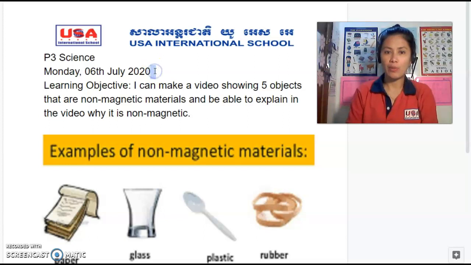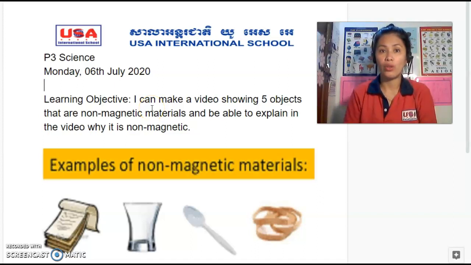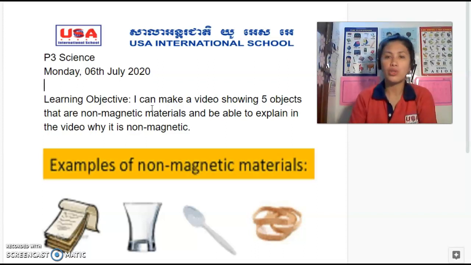For today's learning objective, you are going to make a video. It's up to you how long the video will be, but it should be around 1 or 2 minutes. So what are you going to do in the video? You're going to make a video showing 5 objects or things that are non-magnetic.